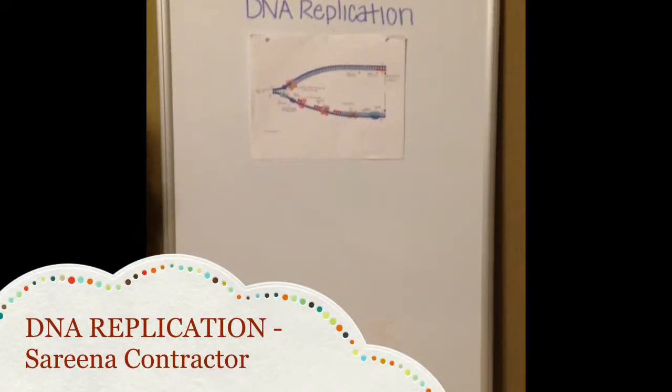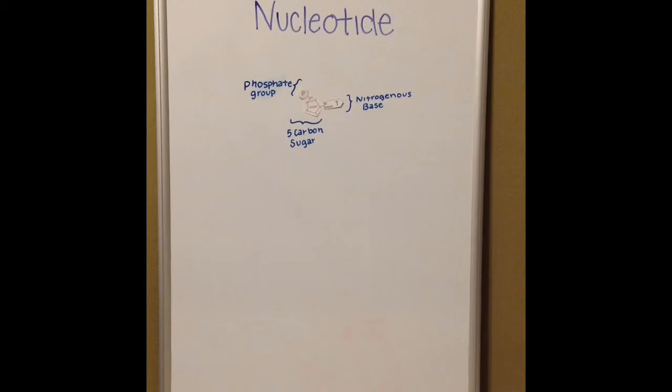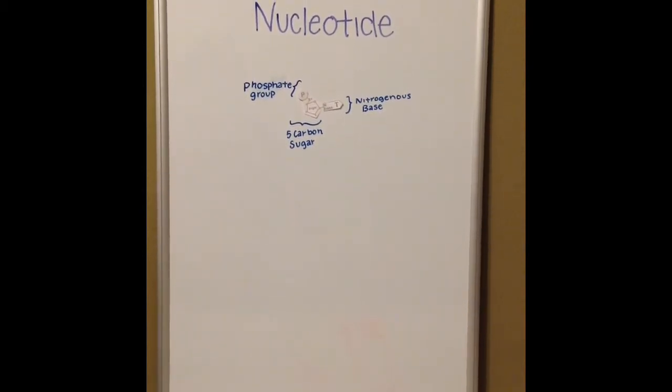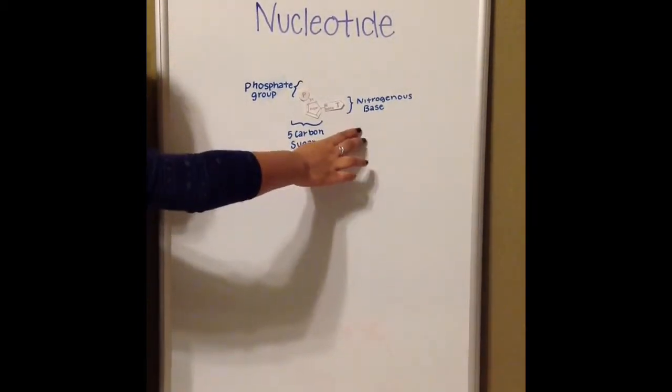Hi, today we're going to be talking about the process of DNA replication. DNA is composed of the macromolecule nucleic acid. Nucleic acid is composed of the monomer, the nucleotide. A nucleotide monomer is made up of a phosphate group, a 5-carbon sugar, and a nitrogenous base.